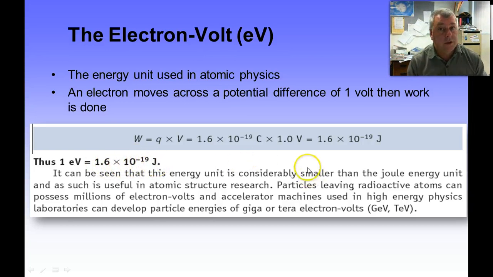And so when we're talking about particle accelerators and things, they're measured in giga or tera electron volts. And when you hear about the LHC colliding, looking for the Higgs particle and stuff, it's talking about its energy in terms of electron volts. So you should be able to now do those questions out of your booklet and have a go at them.